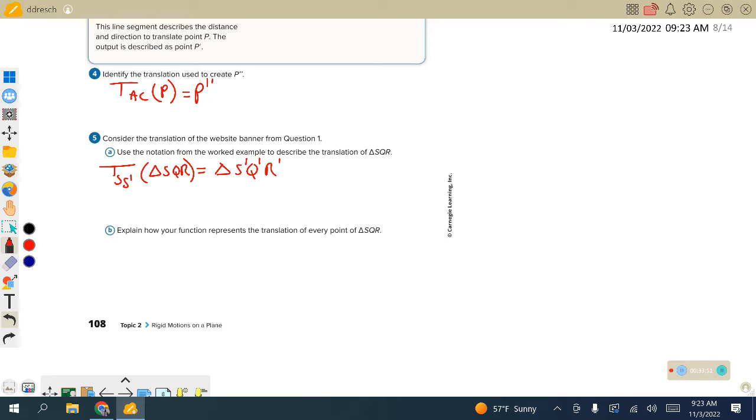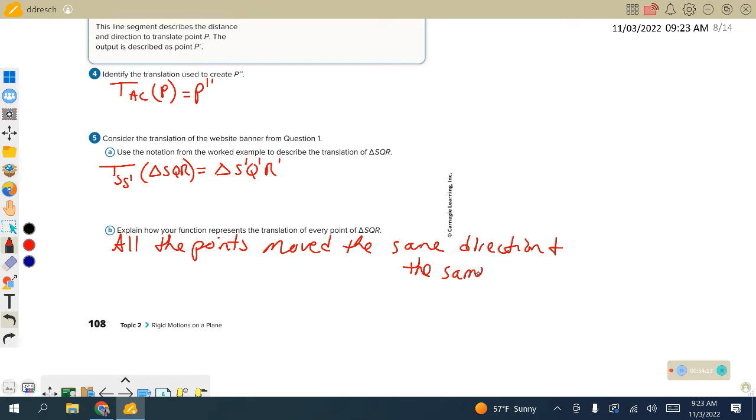How does it represent a translation? All the points moved the same direction and the same distance. Hence why we have ourselves a translation right there. Everything moves the same direction, that same distance, that's giving us that translation. Which I think was one of our vocab words a few minutes ago off the homework, as we were talking about things.